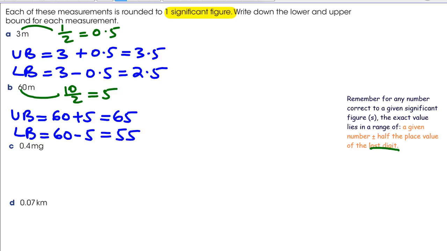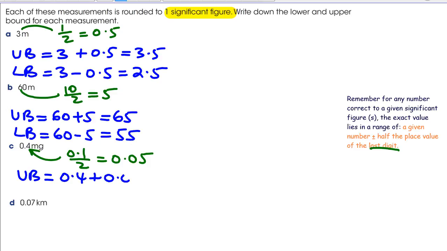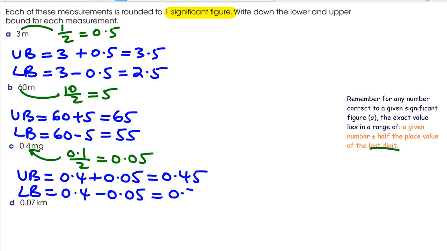Next, 0.4, the place value of 4 here is 0.1 divided by 2, you get 0.05. So the upper bound will be 0.4 plus 0.05, which is 0.45, and the lower bound will be 0.4 minus 0.05, which is 0.35.